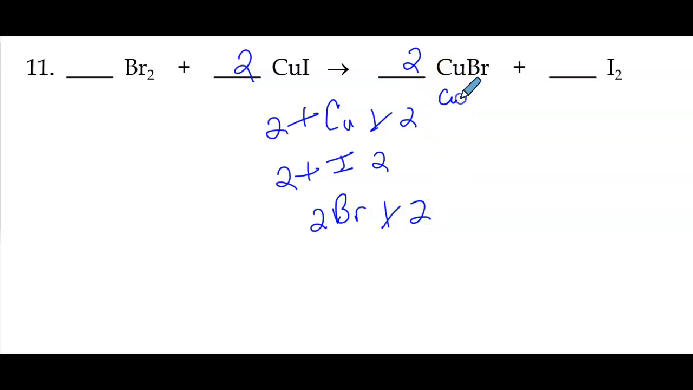Remember, that's the same thing as writing this twice, just as this was the same thing as writing this twice. That 2 says 2 of that unit. That's how I got 2 Cus and 2 Is, 2 Cus and 2 Brs, and it's balanced now with a 1, 2, 2, 1.